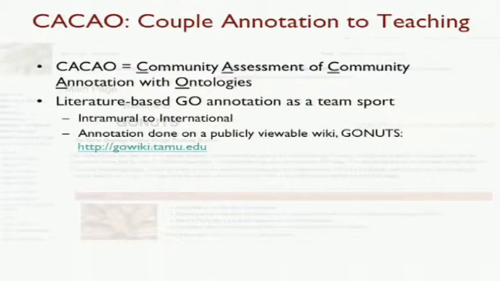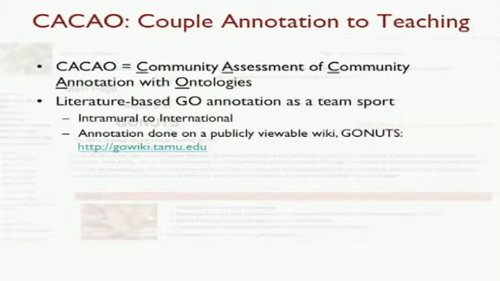Judy and Paul and all the people who go to Go Consortium meetings can fall asleep now because they've heard this all many times. The basic idea is that we're doing literature-based Go annotation, the kind of stuff you heard about that professional curators do. We're doing it as a team sport. It can be done intramural all the way to international. Our first time doing it was just inside Texas A&M. The second time we did it against University College London.